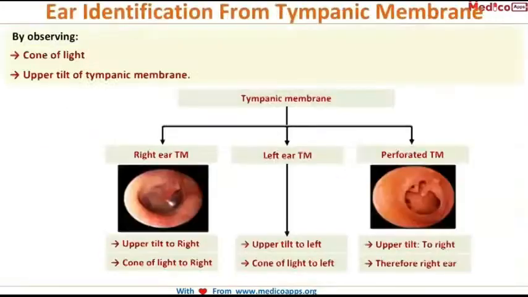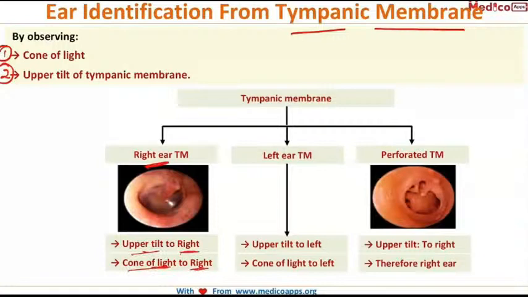Let's apply this. So if you see here, we are trying to identify the side of the ear from looking at the tympanic membrane. Two things we need to observe are the cone of light and the upper tilt of the tympanic membrane. So, if it is the right ear, the upper tilt is towards the right and cone of light is also towards the right, as you can see here. And in the left ear, obviously the upper tilt will be towards the left and the cone of light will also be towards the left.